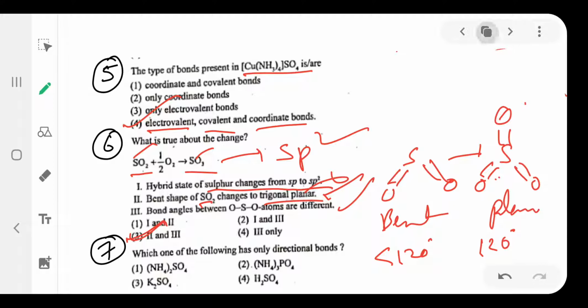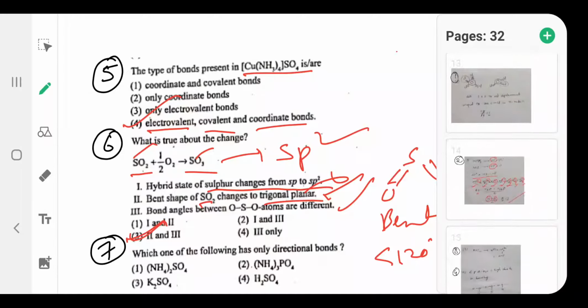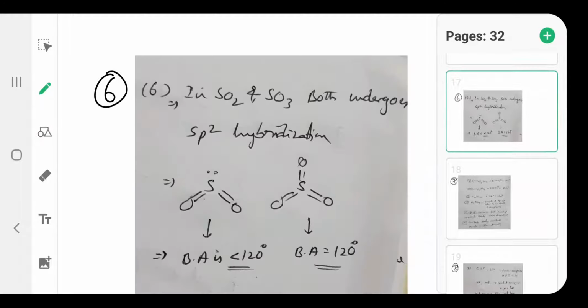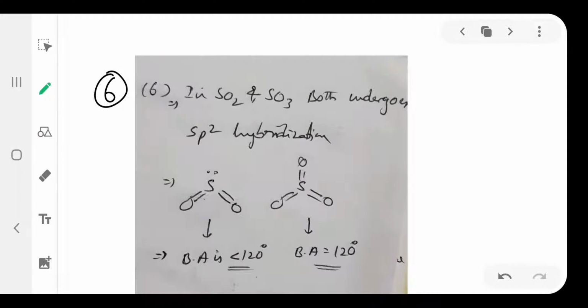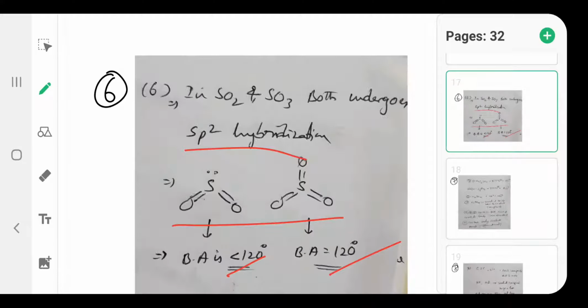Then the next one, take a look at this question here. Both undergo sp2 hybridization. The structures are bent and trigonal planar. Here the bond angle is less than 120, and here the bond angle is exactly 120. So the option is 3.